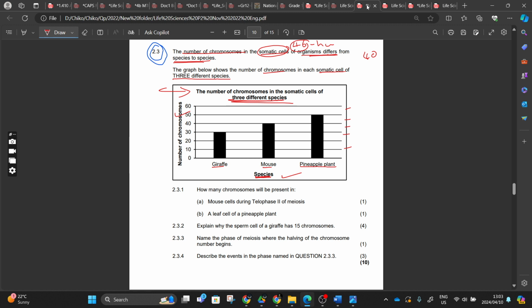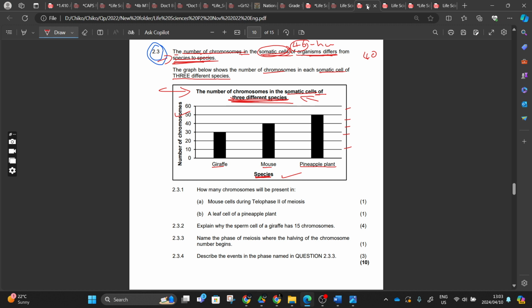And then the heading is the number of chromosomes in the somatic cells of 3 different species. Where do we get this heading, Mr. Mpepu? If maybe they say draw a bar graph of what, you get it from the experiment here. This is the heading: the number of chromosomes in a somatic cell of organisms, right? You can say the number of chromosomes in the somatic cells of 3 different species, right? So we can move on from there. That was a tip.